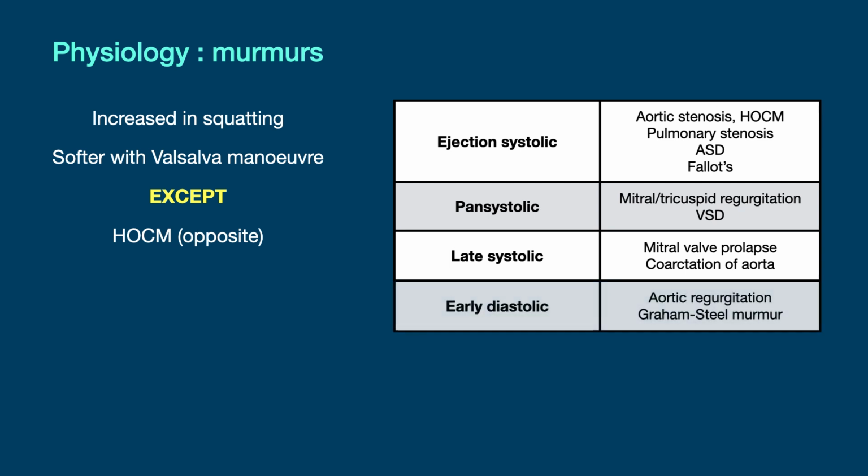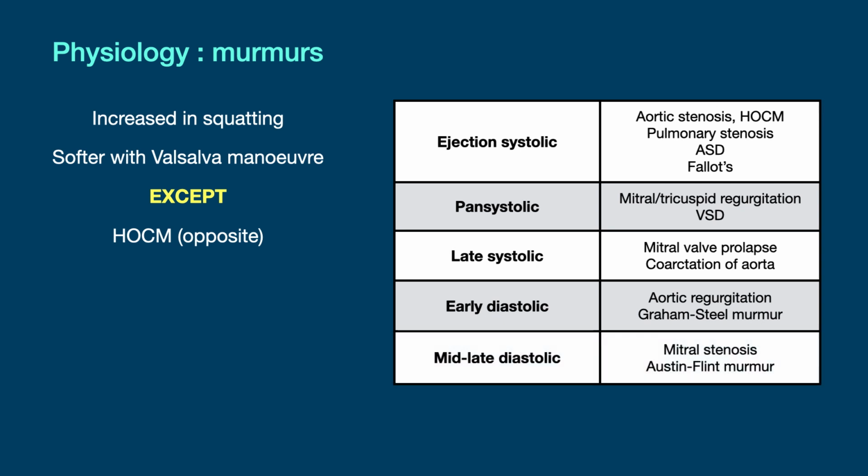Early diastolic murmur is appreciated in aortic regurgitation, and a Graham Steell murmur, which is a pulmonary regurgitation murmur that is high-pitched and blowing in character. Mid-late diastolic murmur is seen in mitral stenosis.